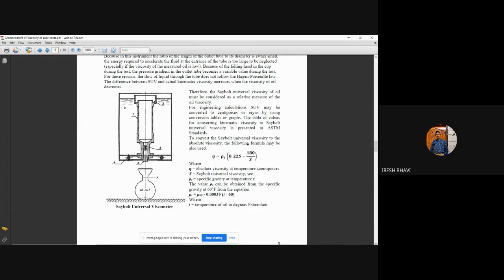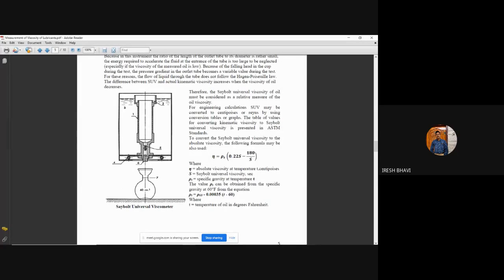When the oil starts flowing here, this is the measuring flask whose volume is about 60 cc. When we open this cork, the oil will start flowing, and we have to measure the time required to fill this measuring flask up to 60 cc. This 7 is the level of the measuring flask up to 60 cc. So once you open the cork, the oil will flow from this cup into this measuring flask, and you have to start the stopwatch.